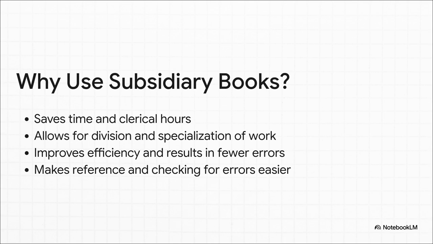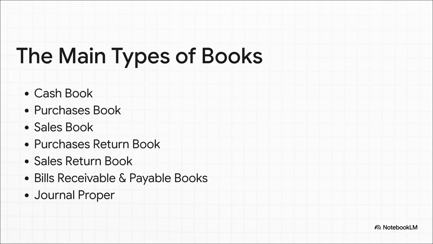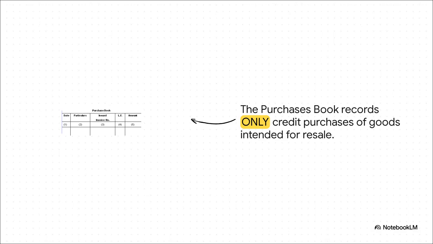It also lets you split up the work. Maybe one person handles the sales book and someone else handles the purchases book. This specialization makes everything run smoother, with fewer mistakes, and it makes finding a specific transaction way, way easier. These are the main players you need to know. As you can see, each one has a very specific job. You've got the cash book for all your cash and bank stuff, books for your credit purchases and sales, books for when goods get returned, and of course, the journal proper for everything else that doesn't quite fit in the other categories.